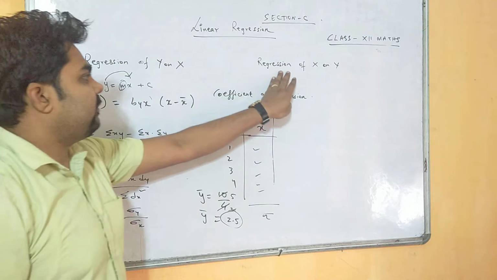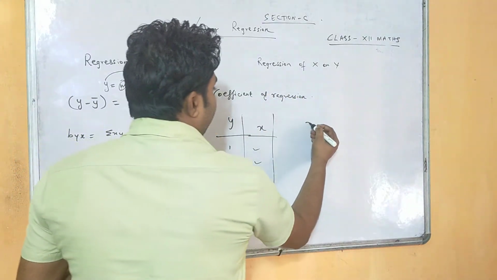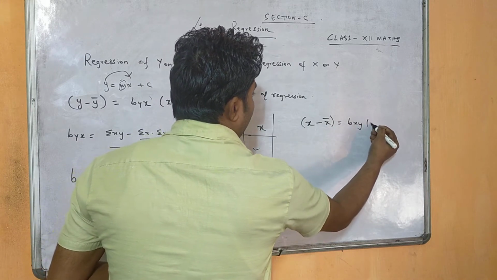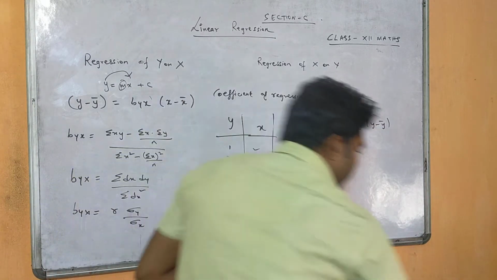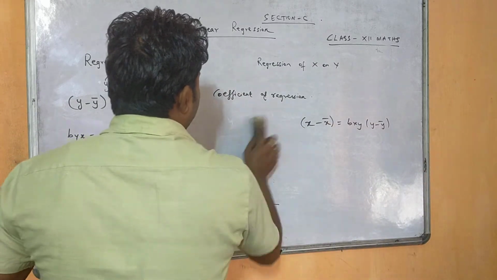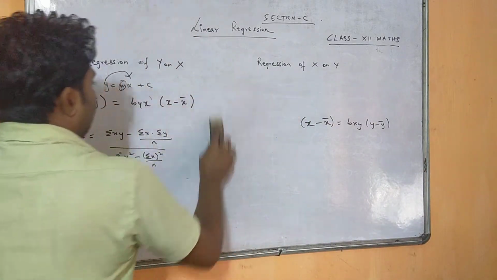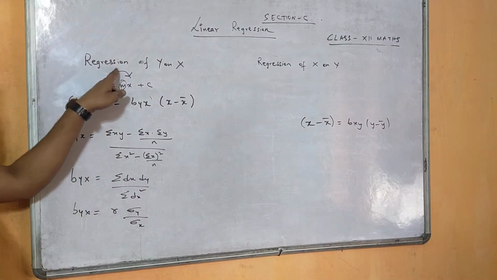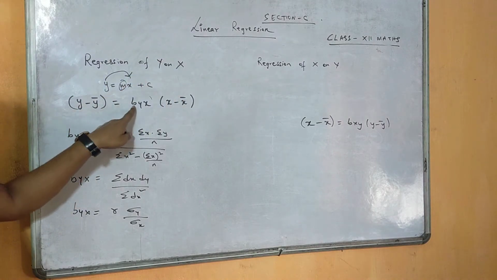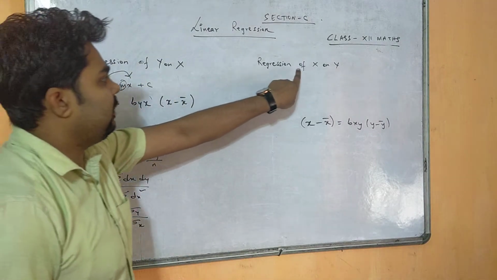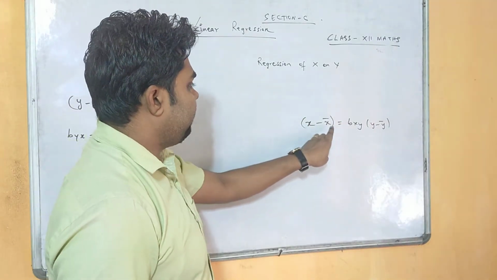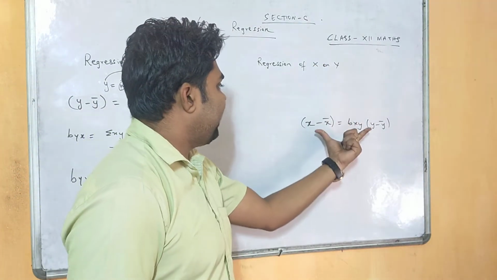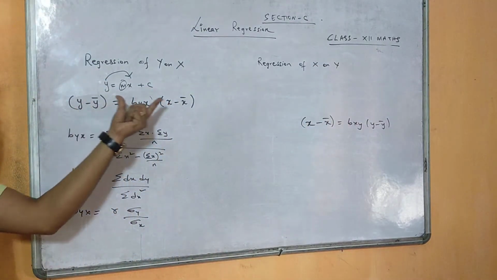But when I write a regression of x on y, then what will be the equation? Our equation will be x minus x bar equals bxy times y minus y bar, right? So these are the equations. Regression line y on x means y minus y bar equals byx times x minus x bar. When I write regression of x on y, then the equation is x minus x bar equals bxy times y minus y bar. Okay, so this is the regression line x on y and this is the regression line y on x.